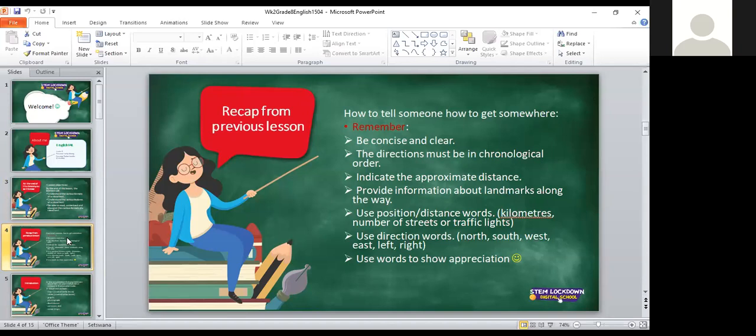You use position and distance words, such as kilometers, the number of streets or traffic lights, I drive 5 kilometers, past 2 streets, things like that. You also use direction words, north, south, west, east, left, and right. And you also use the words to show appreciation, you say all these things with respect. Now let's continue to today's lesson.